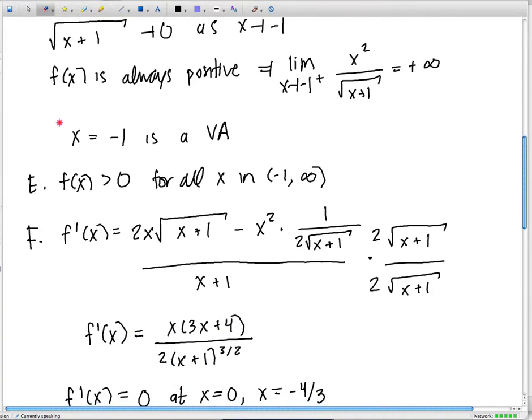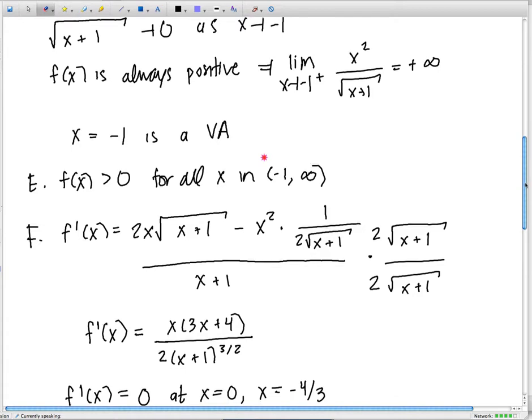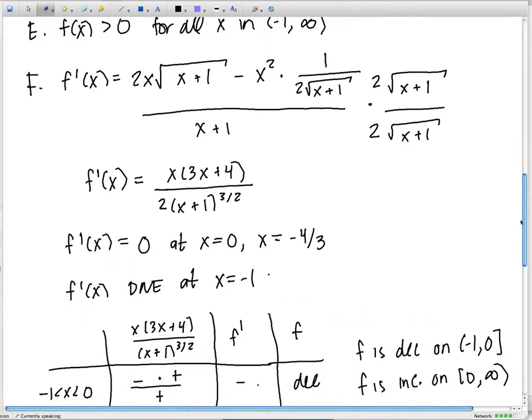Next, let's move on to the sign of f of x. Well, we just argued that f of x is always positive for all x in the domain, so we don't have to worry about sign changes of f. So we'll go on to intervals of increase and decrease.